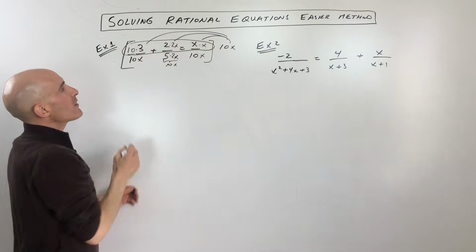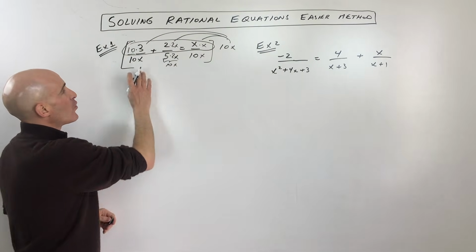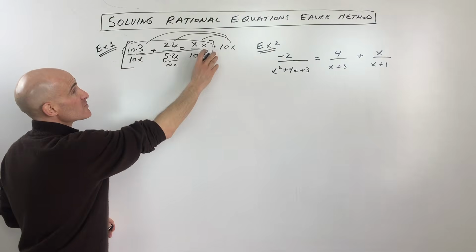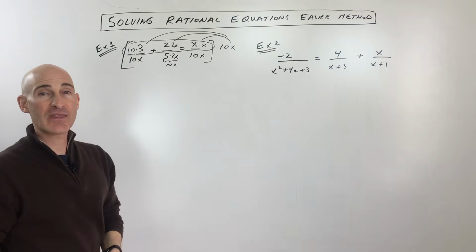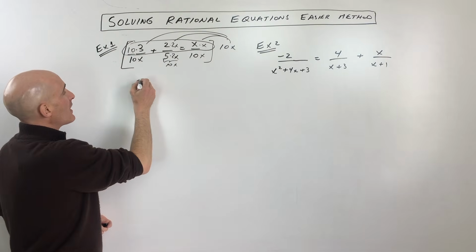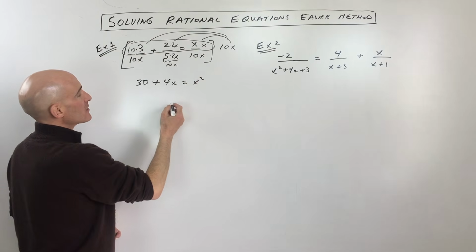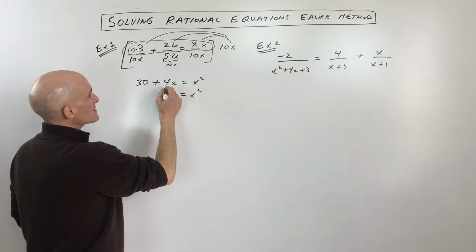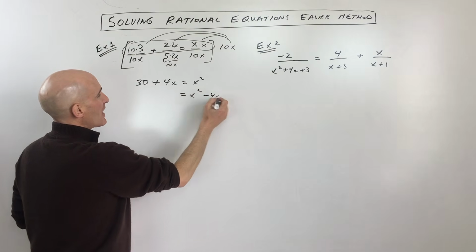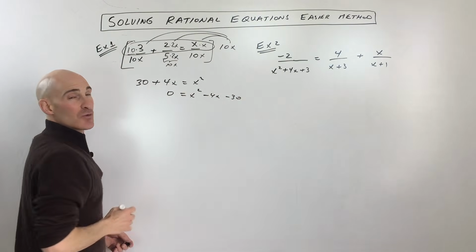So are you with me so far? So we're just going to have those numerators once all the denominators are the same. You can ignore those because they're going to cancel out if you multiply by that common denominator, 10x. So what we have here now is 30 plus 4x equals x squared. I'm just going to get everything on one side by subtracting 4x and subtracting 30, set that equal to 0.